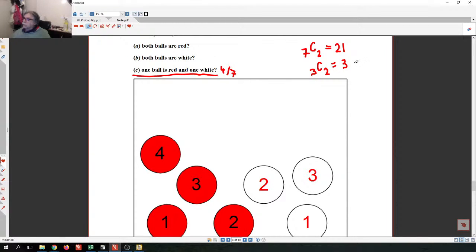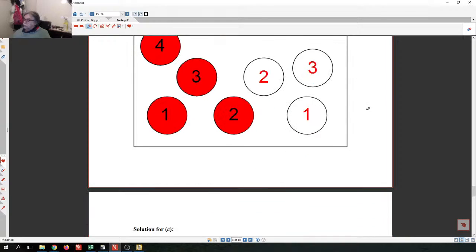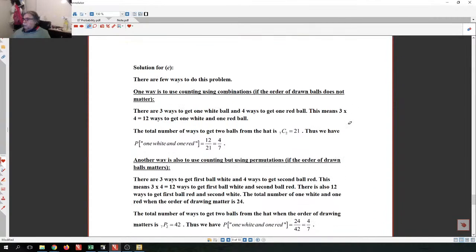I'm going to answer this one in 3 different ways. I already know it's 4 out of 7, but I'm going to now answer that in 3 different ways, so you see all of the ways you can solve this problem.